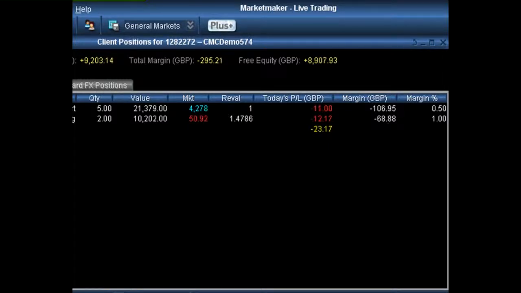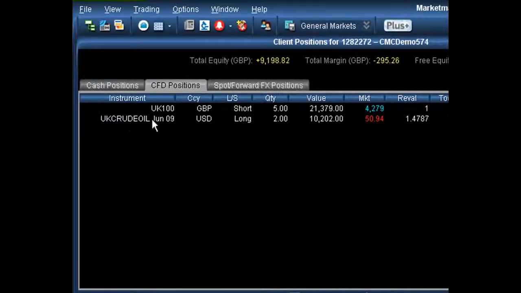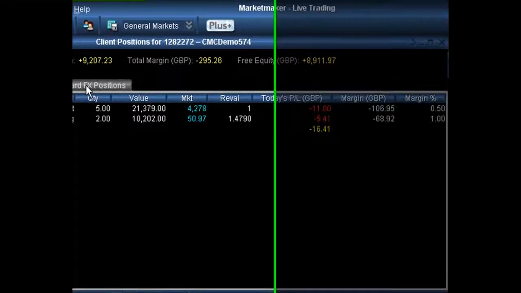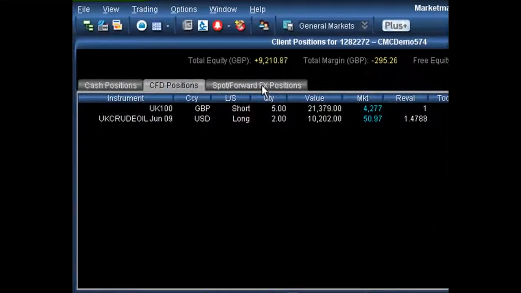The next column will show us how much money we currently have tied up as margin to secure this trade, and then the effective margin of 0.5% next to that. We also have a US crude oil June contract, and now that is based in US dollars. We are long at 2 CFD contracts, and the current reval rate is 1.4786, which gives us a total profit or loss for the day of £5.41. Again, it will show us the margin requirement and the effective percentage margin that we've got tied up in this trade.